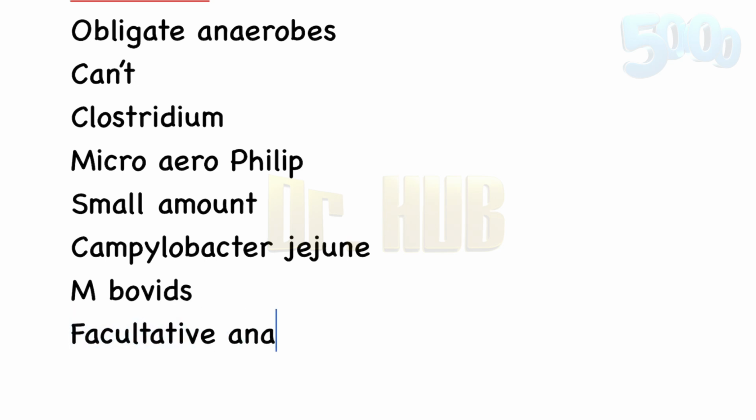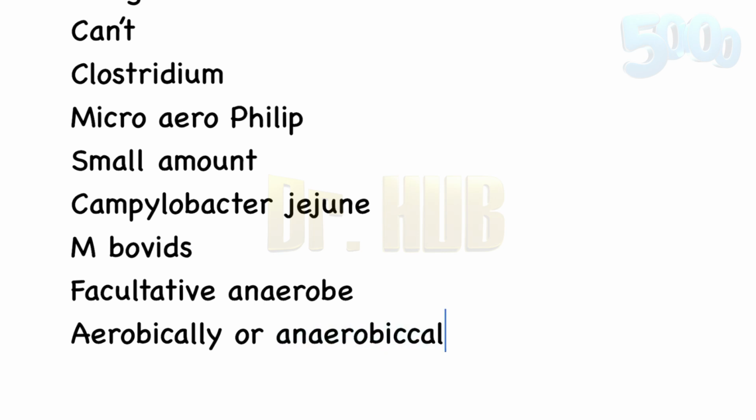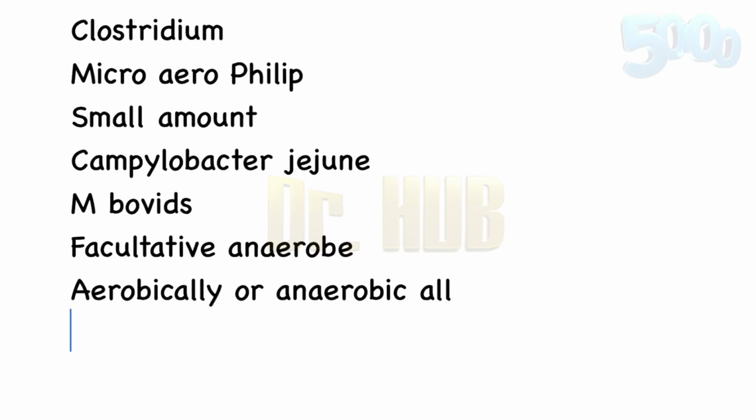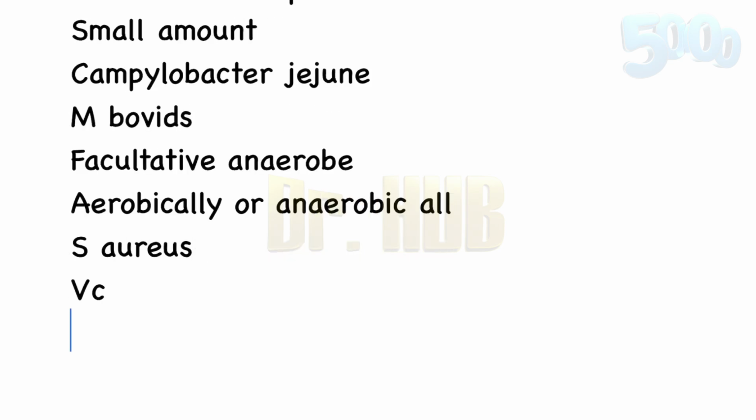Next, moving on to the facultative anaerobe. A facultative anaerobe can grow aerobically or it can grow anaerobically, based on the surrounding environment. The examples include many organisms, including the enteric gram-negative bacteria, S. aureus, as well as Vibrio cholerae.